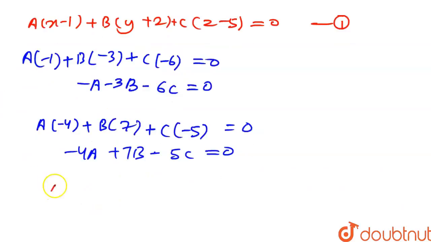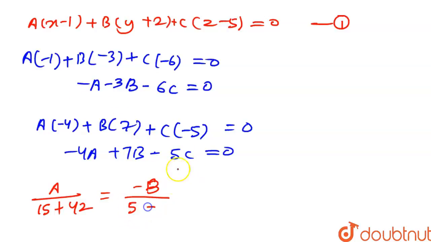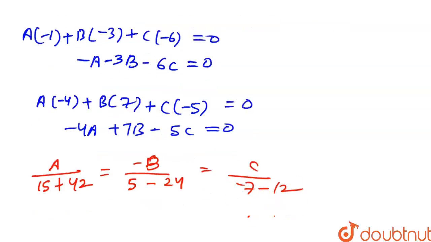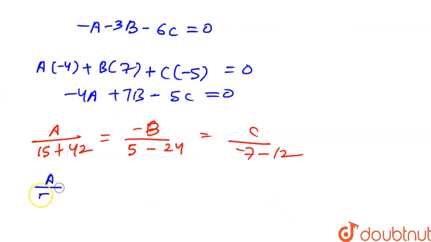So we will write here a upon, multiplying the coefficients of b and c, that means minus 3 into minus 5 is 15, minus plus 7 into minus 6 is 42, minus 42, so 15 plus 42 will become this. Then minus of b upon, we will have minus 1 into minus 5 is plus 5, minus 4 into minus 6 is 24, so this will become 5 minus 24. Then c upon, we will have minus 7 minus 3 into 4 is 12, so this will give us a upon 57 is equal to b upon 19 is equal to c upon minus 19.